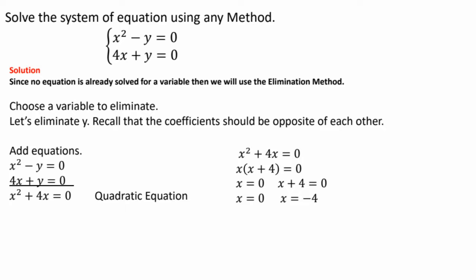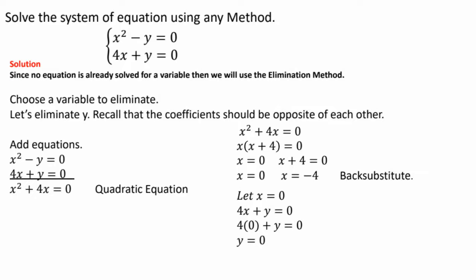Now to get my y, just like Ms. Chuka did before, we'll do back substitution, but now we're going to have to test two values, right? So we'll start with the 0, let x equal 0, and again, I can pick any of the two equations. It doesn't matter which one I pick. I just went with the easy one, which is the second one, 4x plus y equals 0. So here I have 4 times 0 plus y equals 0. So 4 times 0 is 0. So y is equal to 0. So one of my solutions is 0, 0.